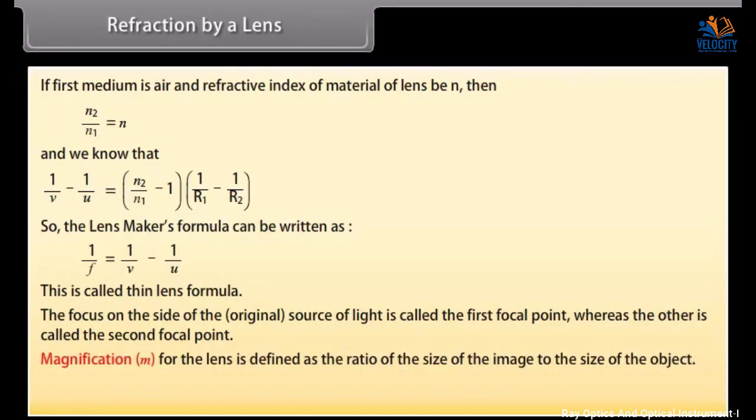Magnification M for the lens is defined as the ratio of the size of the image to the size of the object. M is equal to H'/H is equal to V/U.